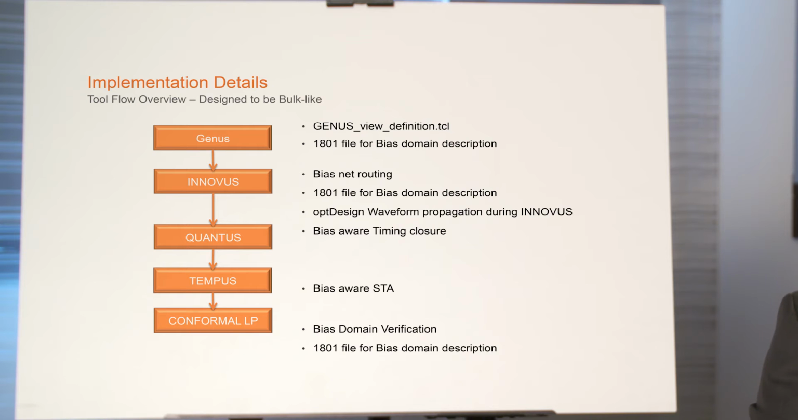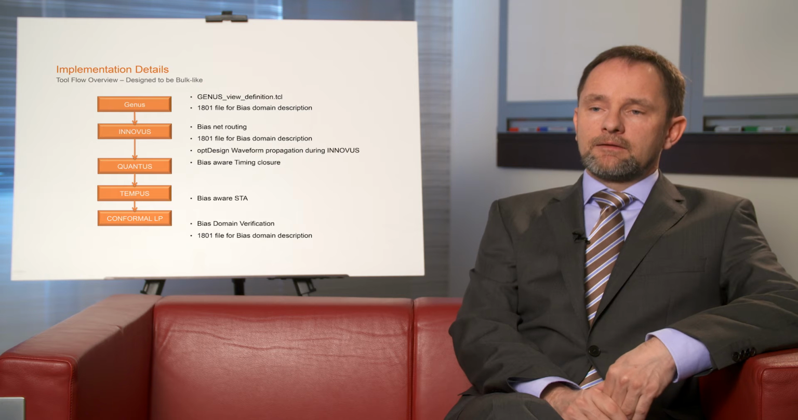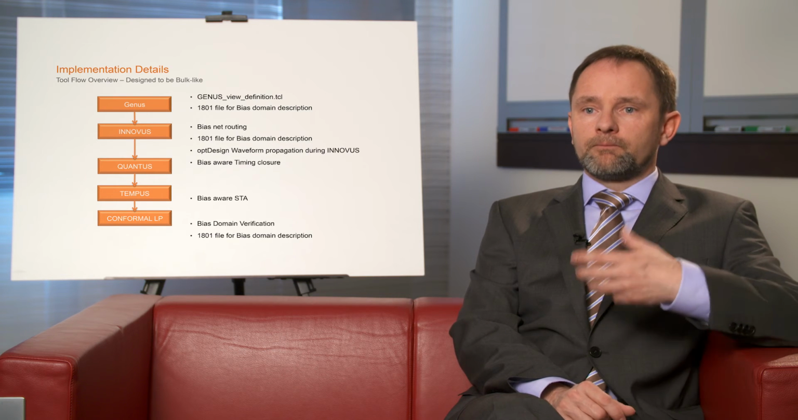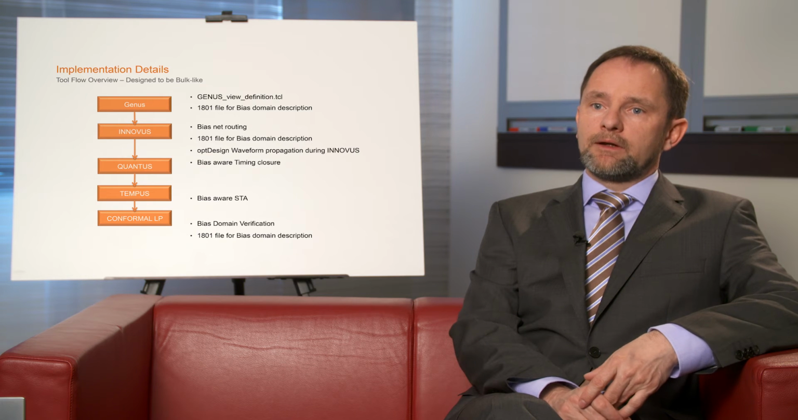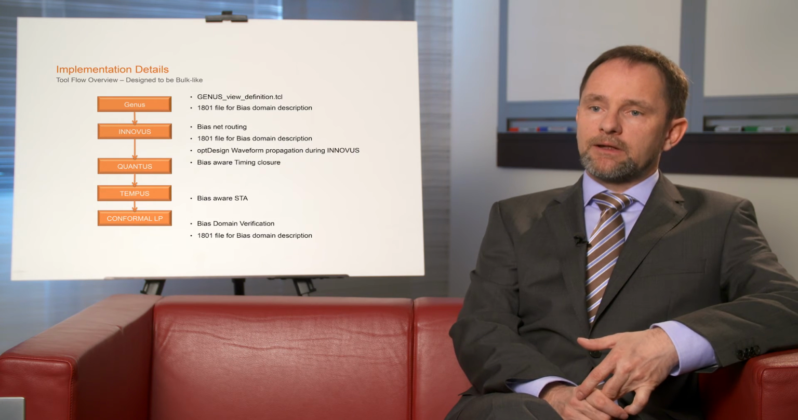We are pretty much in a bulk-like technology flow or place and route flows. There are not too many differences. We're using Genus, Innovus. They are well known, and also for extraction we use Quantus, and for the STA we use Tempus. In addition, we use Conformal for doing low power verification to be able to check the respective voltage domains and where the cells belong to which bias domains.